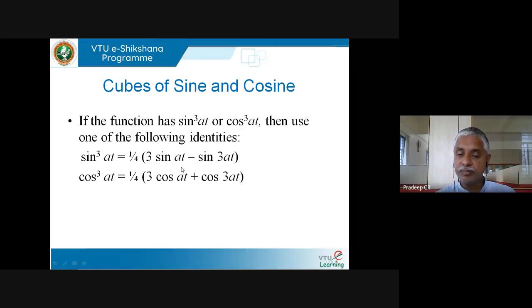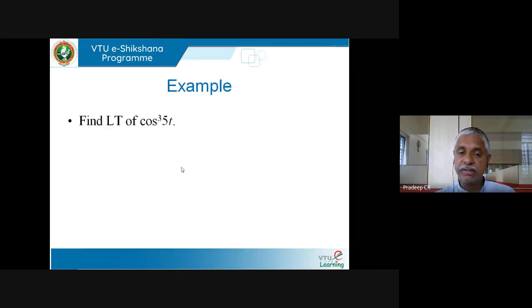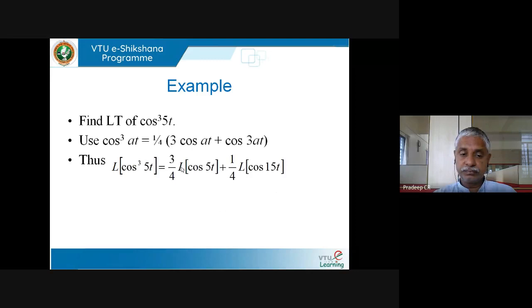It's the same formula. So here, cos cube pi t. Use the formula cos cube a is 1 by 4 (3 cos a plus cos 3a). If you don't know this formula, it's very difficult to solve this problem. So you must be very familiar with all your trigonometry formulas. So Laplace of cos cube pi t is nothing but, now I use linearity of Laplace: 3 by 4 Laplace of cos pi t plus 1 by 4 Laplace of cos 3 times pi t, that is 3 pi t. Both these I can find.